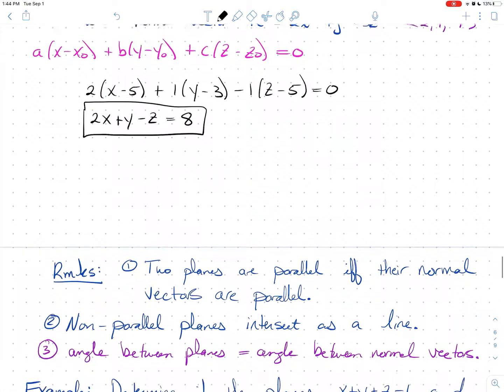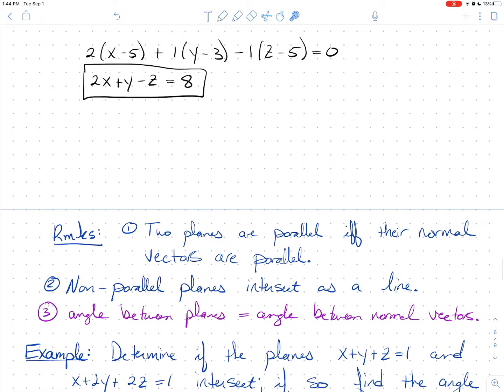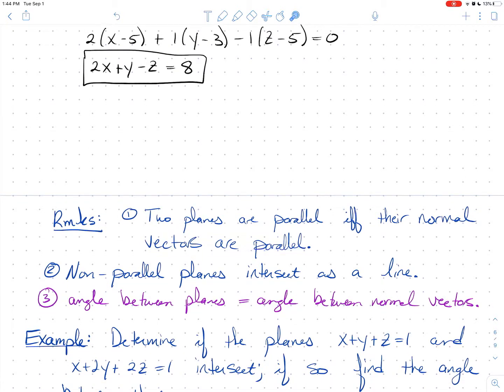All right, very good. So a couple of quick remarks. Two planes are parallel if and only if their normal vectors are parallel. And this should somehow be obvious to you, but any two non-parallel planes always intersect, and their intersection is actually a line. And the final detail is that if you want to measure the angle between two planes, that's just the angle between their normal vectors.